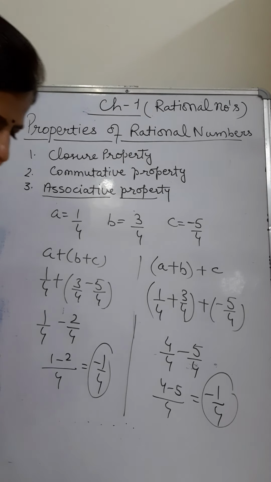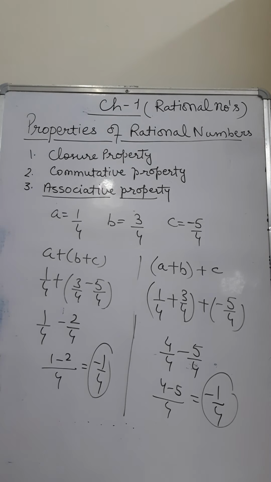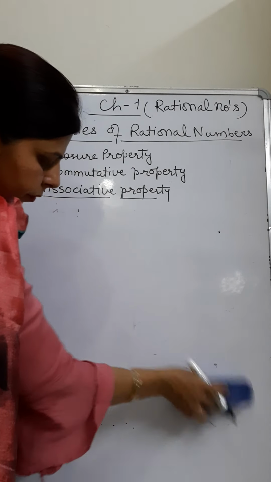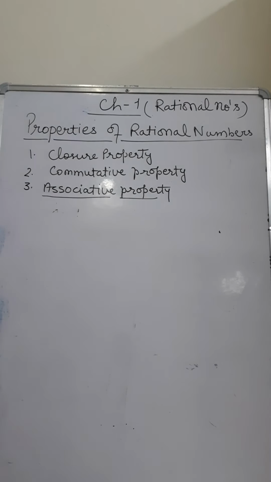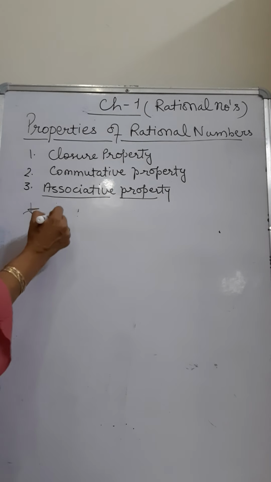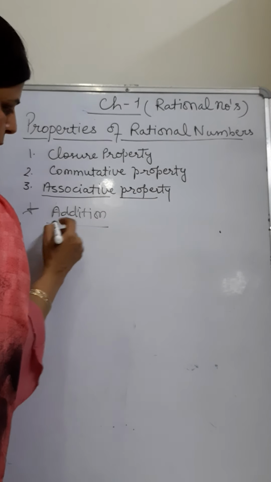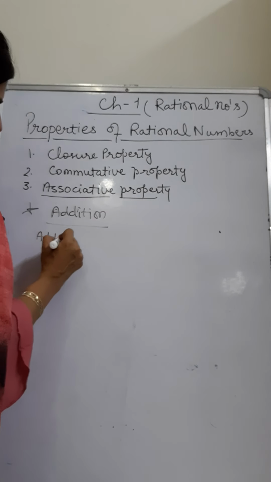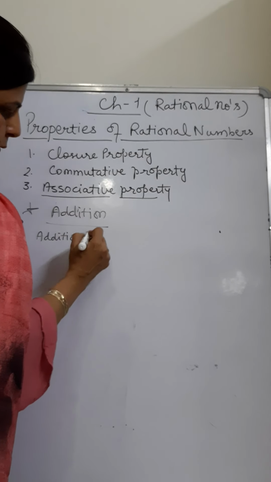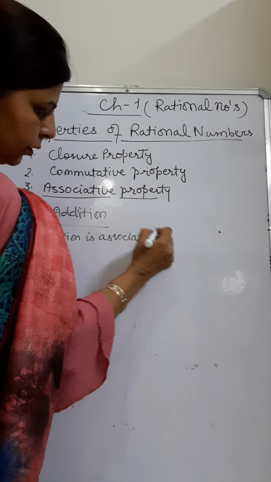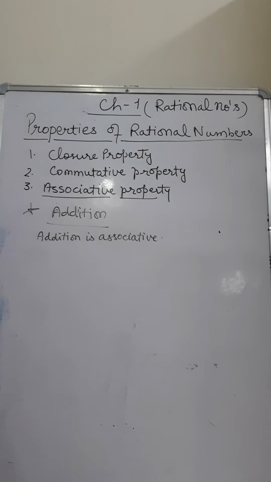Now we will check for the operation subtraction. You have to write down these with example. You have to show for addition and write down addition is associative. Why is addition associative? Because we can add any three numbers, any three rational numbers, in any order.